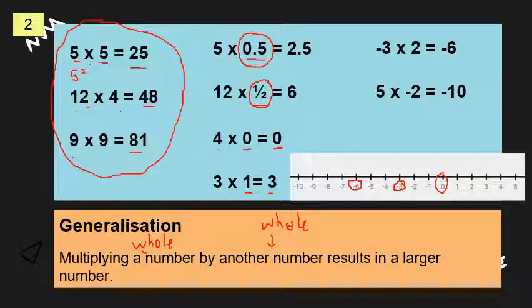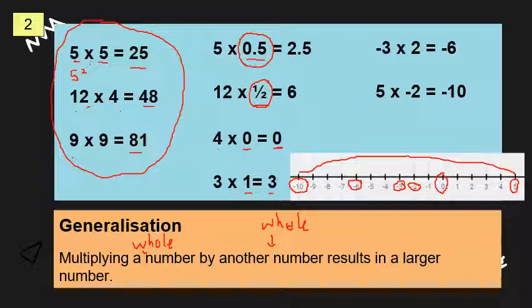Same here, we started with -2 and multiplied it by 5, or 5 by -2, and we've ended up at -10. So sorry, we started here, we ended up all the way down here. So this rule of multiplying a number by another number results in a larger number, it's not true, because there's all these exceptions to it. So we need to be very specific about how we would phrase this and how it would work in practice.